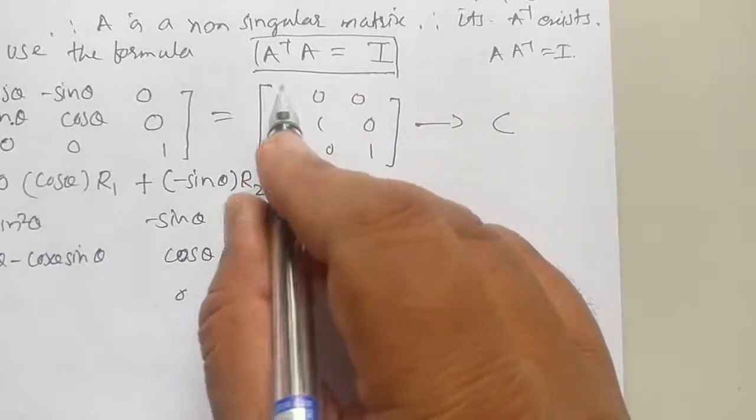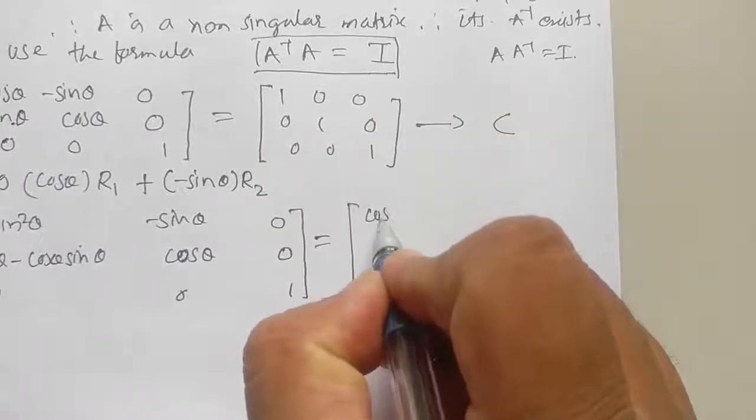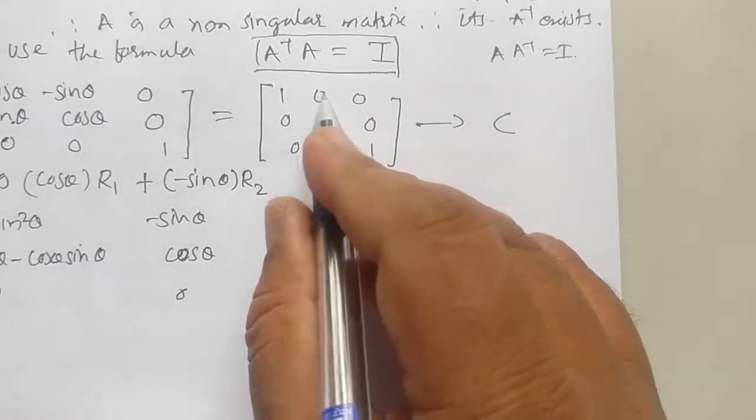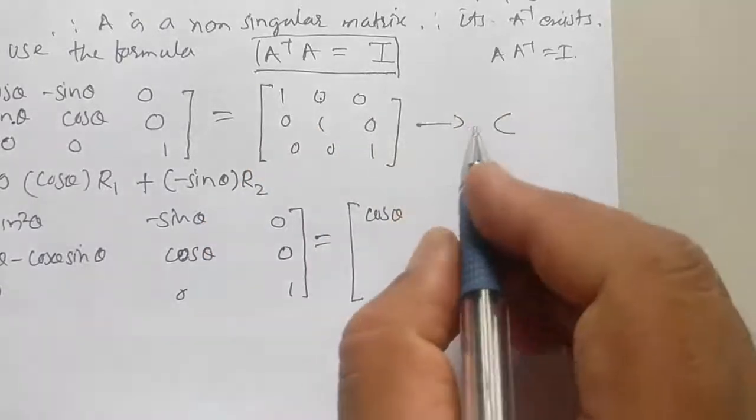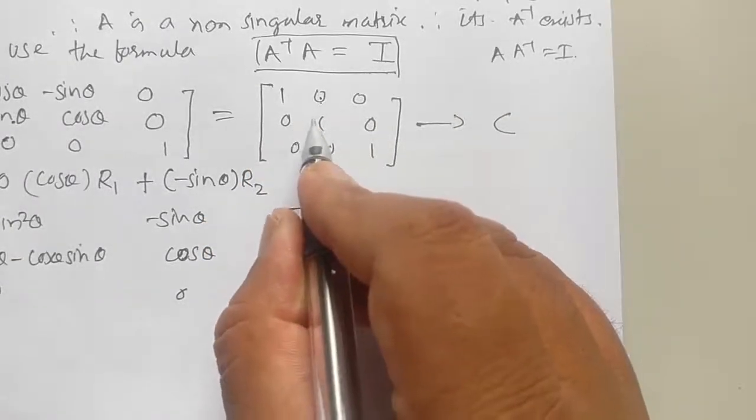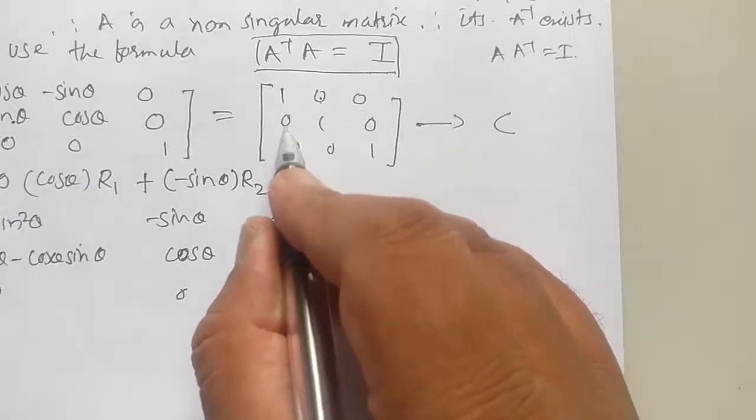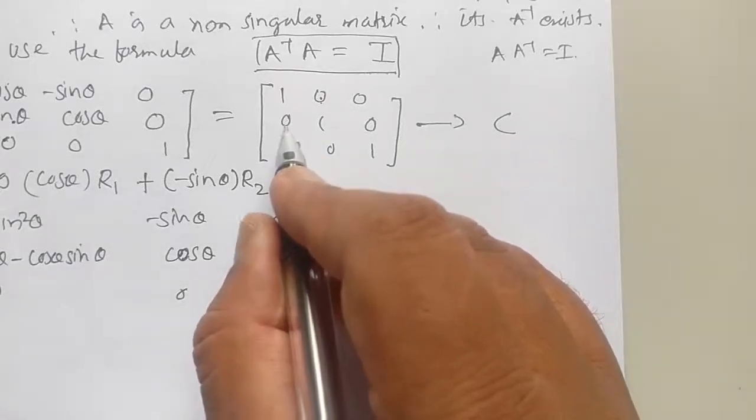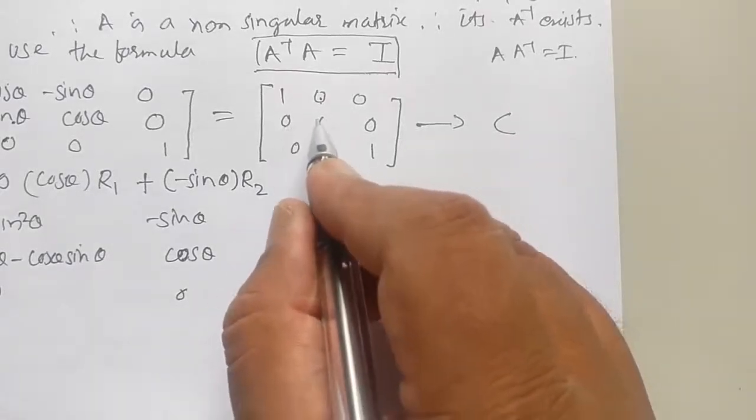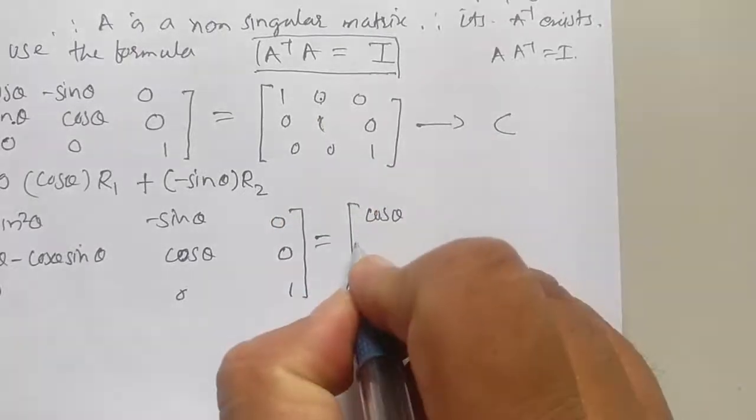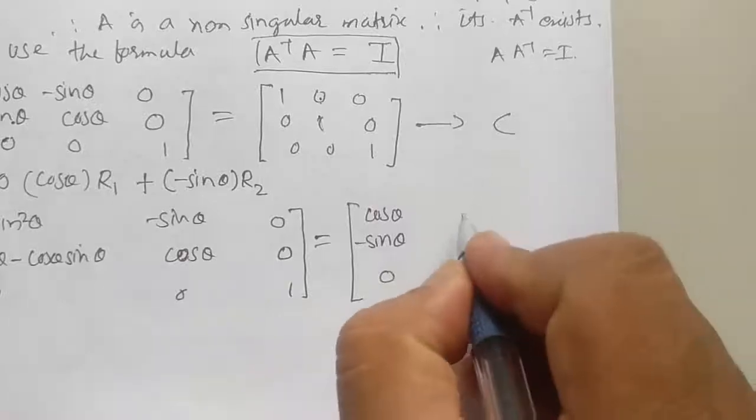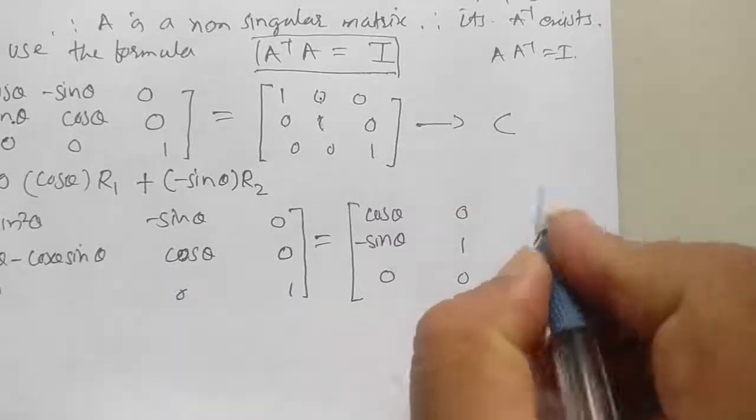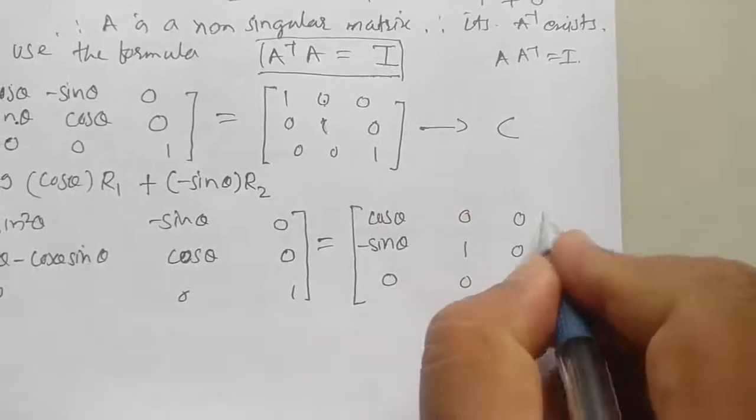We multiply the row number 1 by cos theta, so it is cos theta multiplied by sin theta to the column number 2, and adding it becomes 0, so no change. Now multiply by cos theta to the column number 1: 0, minus sin theta by 1, that is minus sin theta, 0. There is no change in the remaining columns: 0, 0, 1.